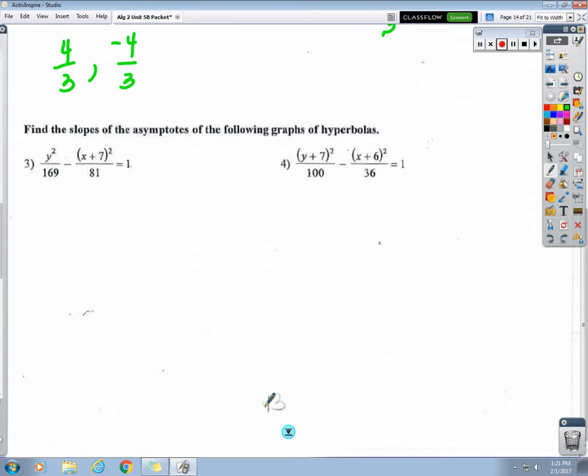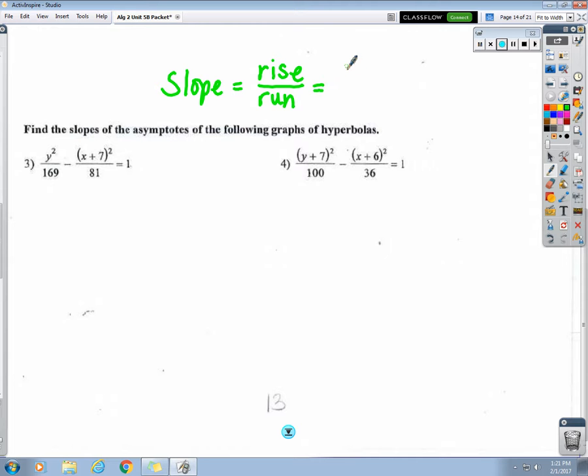Okay, but what do we do when they ask us to find slopes and they don't give us a picture where we can count rise over run? Well, let's think about this. Don't we all know that slope is also known as rise over run? And then there's actually a special formula to calculate slope, and isn't it y2 minus y1 over x2 minus x1?